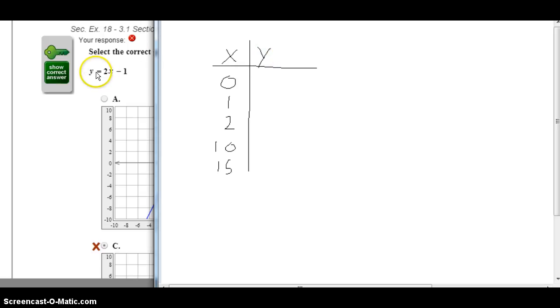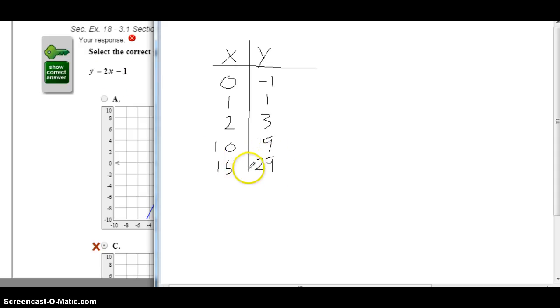So when x is 0, y is 0 minus 1. When x is 1, y equals 2 times 1, so 2 minus 1. When x is 2, we have 4 minus 1. When x is 10, we're going to have 20 minus 1. When x is 15, you're going to have 30 minus 1.